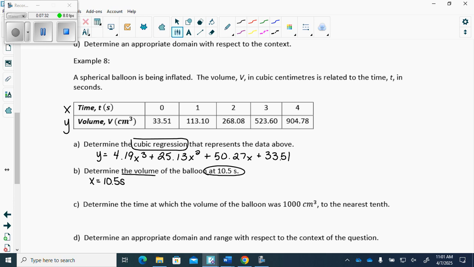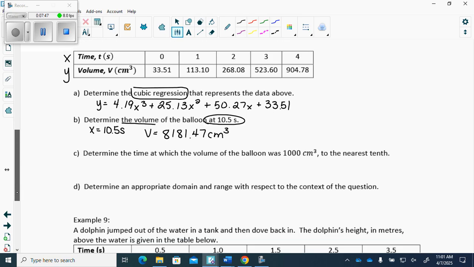Second trace value. Make sure you're using your own calculator because you won't find the errors until you do that. So V equals 8,181.47 centimeters cubed. And we'd have to write a sentence.